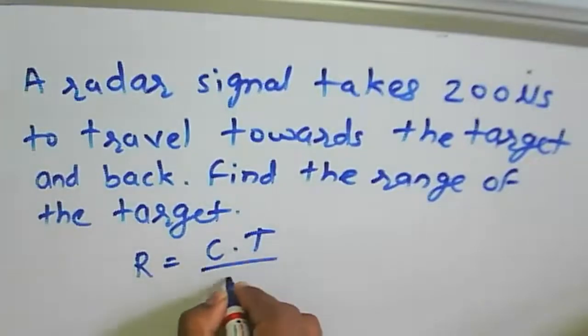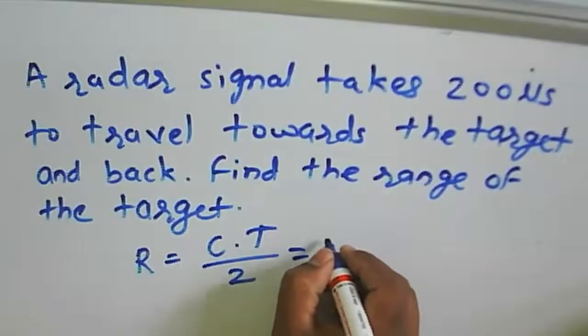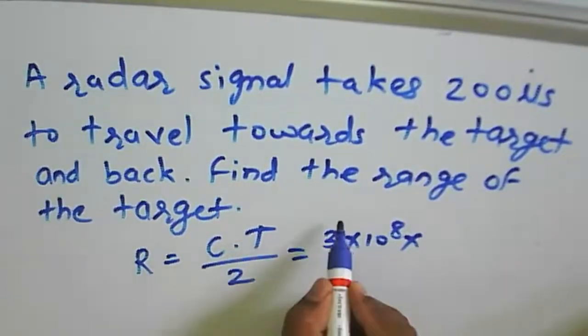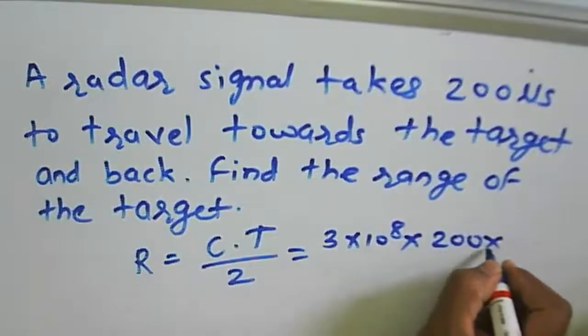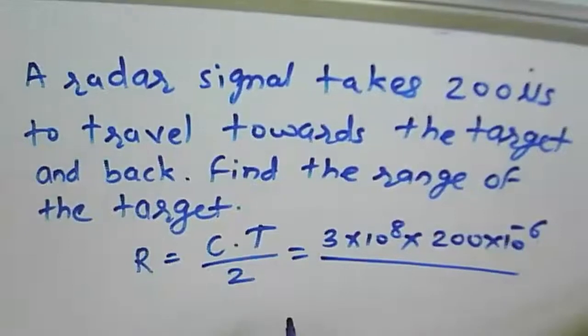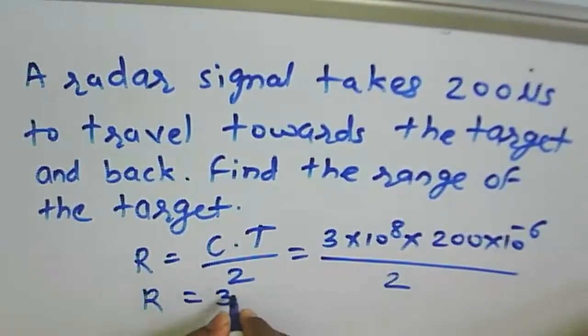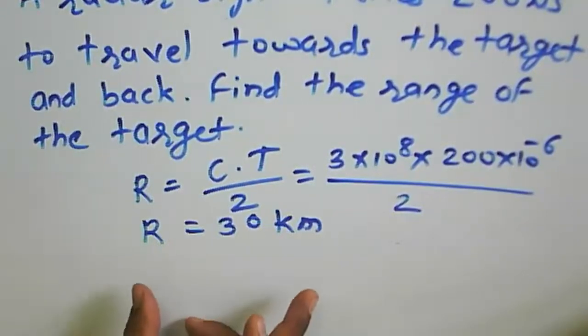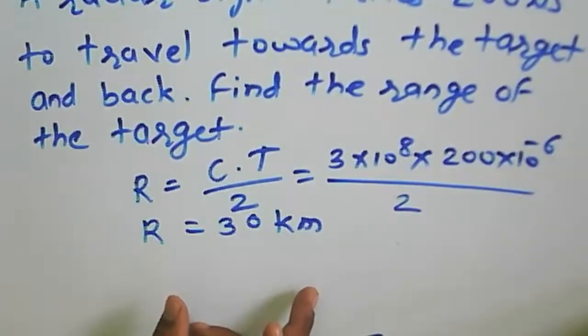Now we know that radar range is equal to the velocity c times the time, divided by 2. So c is equal to 3 into 10 to the power 8, and the time here is 200 microsecond. We need to write it in terms of seconds, 200 into 10 to the power minus 6 seconds, divided by 2. That will give you the range of the radar, about 30 kilometers. So from this we can find the range with the help of the travel time we require.